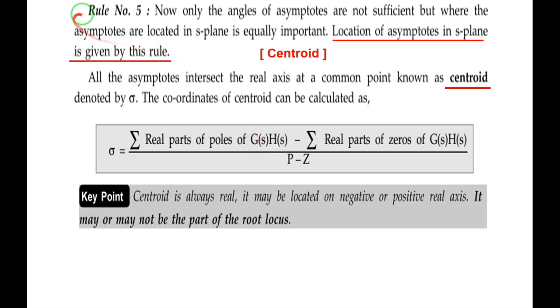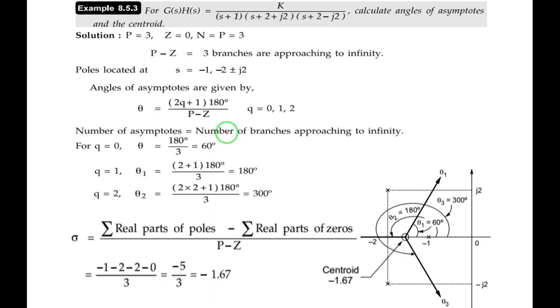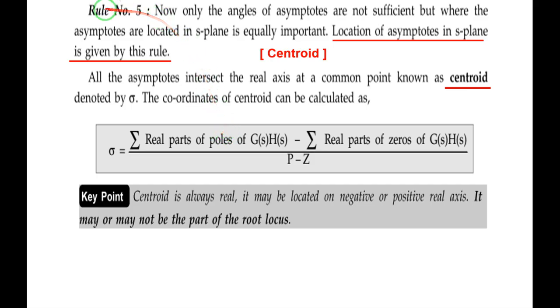Okay, next we will speak about rule number 5. What happened? Okay.